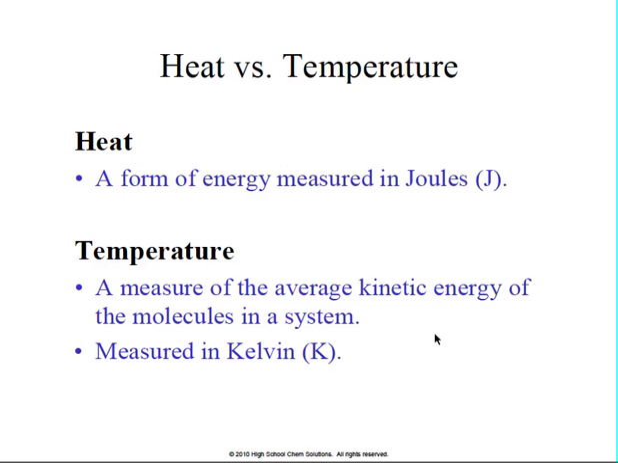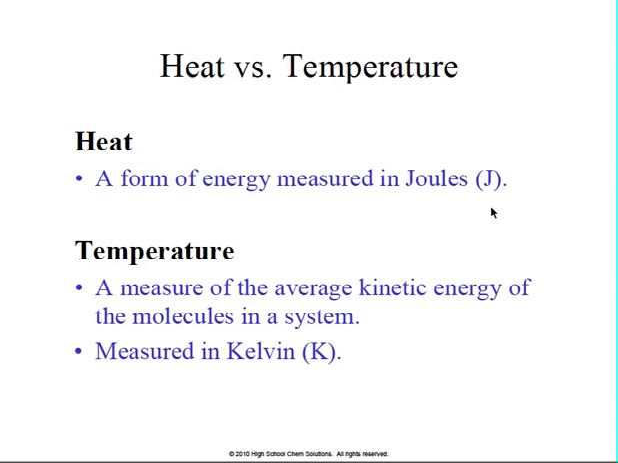Okay. Now, heat versus temperature. In our life, we use heat and temperature interchangeably, but heat and temperature are very different. Heat is a form of energy measured in joules, and it's also the movement of energy. Temperature is the average kinetic energy of the molecules or of the system, and it's measured in Kelvin. So the two things are very different. There can be something that has a lot of heat but the same temperature as something that has very little heat.